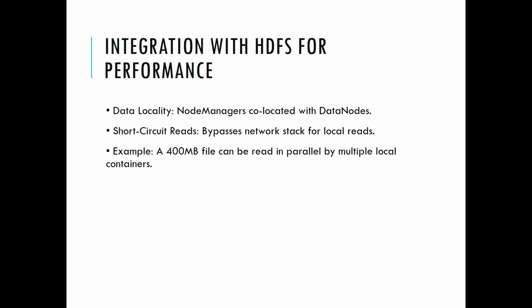The co-location of the NodeManager with the HDFS data node is a masterstroke of Hadoop's design for performance. It enables data locality, allowing computation to be scheduled on the same node where the data resides, drastically reducing network traffic. Furthermore, it enables short-circuit reads, which allow a container to read local data directly from disk, bypassing the network stack entirely. For instance, a 400 megabyte file can be read in parallel by multiple local containers extremely efficiently.